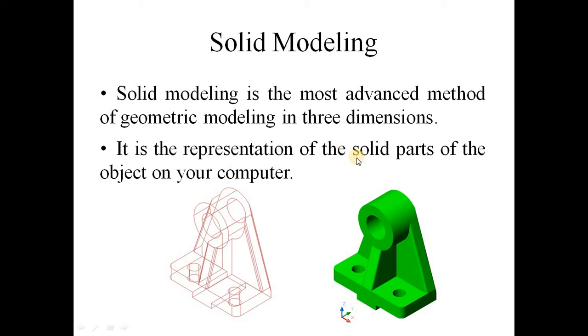It is the representation of the solid parts of an object on your computer. So here you can see this is a wireframe of a component and this is a solid model of a component. In a wireframe model you can see only the wires in the form of edges of the component, whereas a solid model looks visually better than the wireframe model. So you can imagine the structure of an object in a better manner in case of solid modeling.